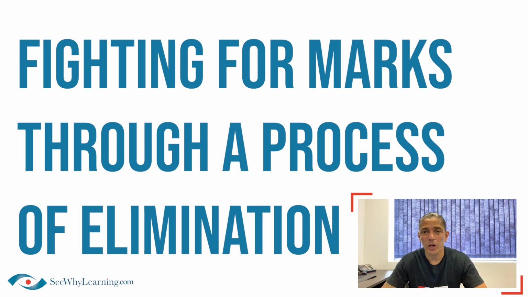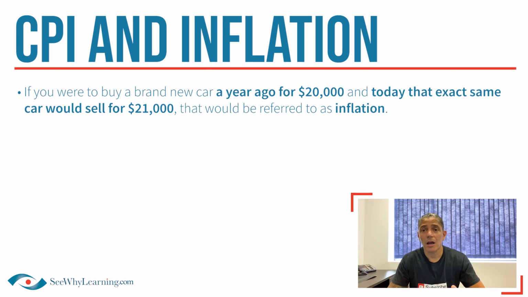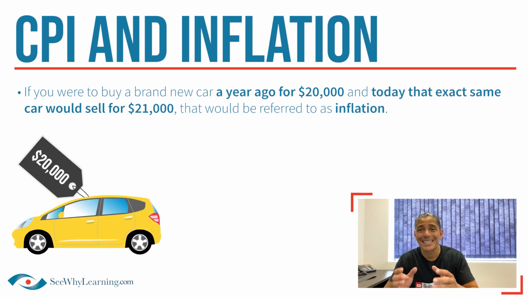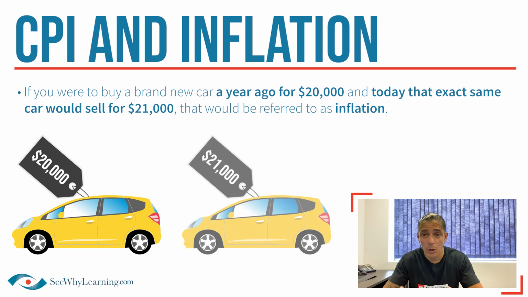In this video, we're going to take a look at the Consumer Price Index and how it is used to determine or calculate the rate of inflation. Now, if you were to buy a brand new car a year ago for say $20,000, and today that exact same car would sell for $21,000, well, that's referred to as inflation.